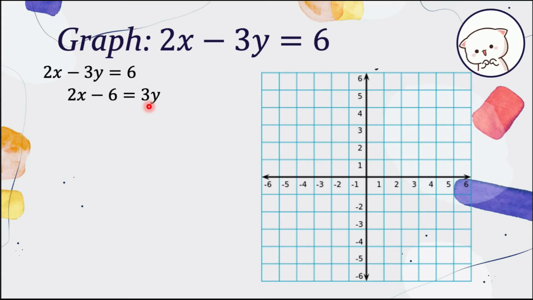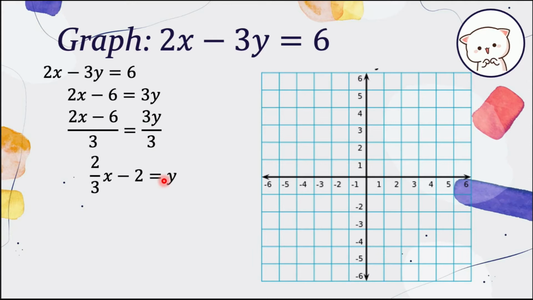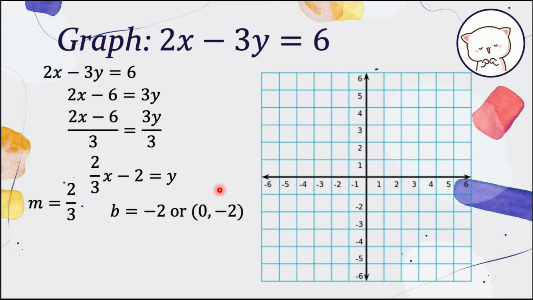So we have to remove here 3 by dividing both sides of the equation by 3. After that, we just need to cancel and then divide. So 2 divided by 3, it will just be 2/3. And then negative 6 divided by 3, that will be negative 2. And then 3 divided by 3, the answer is 1, or just simply write y. So that's it. It is already in slope-intercept form. So the slope is 2/3, that's positive. And then your y-intercept, it's negative 2, so it can be written as (0, -2).